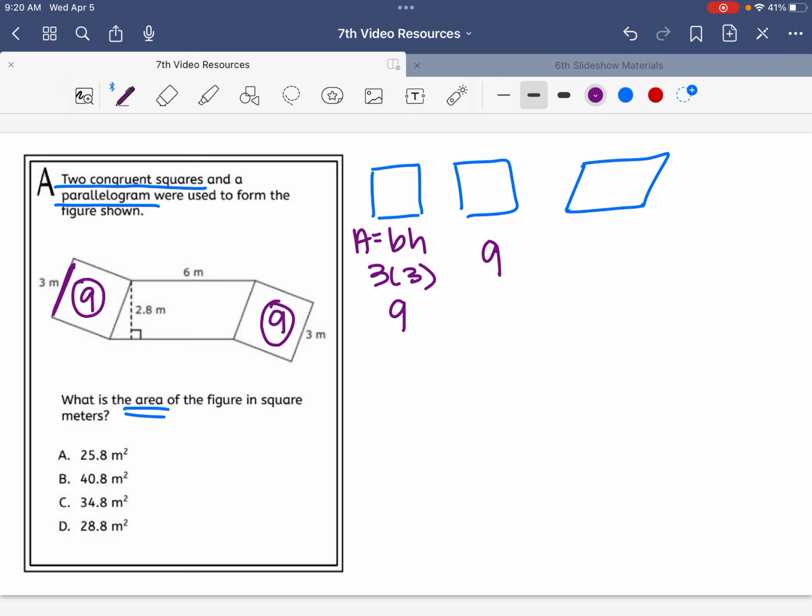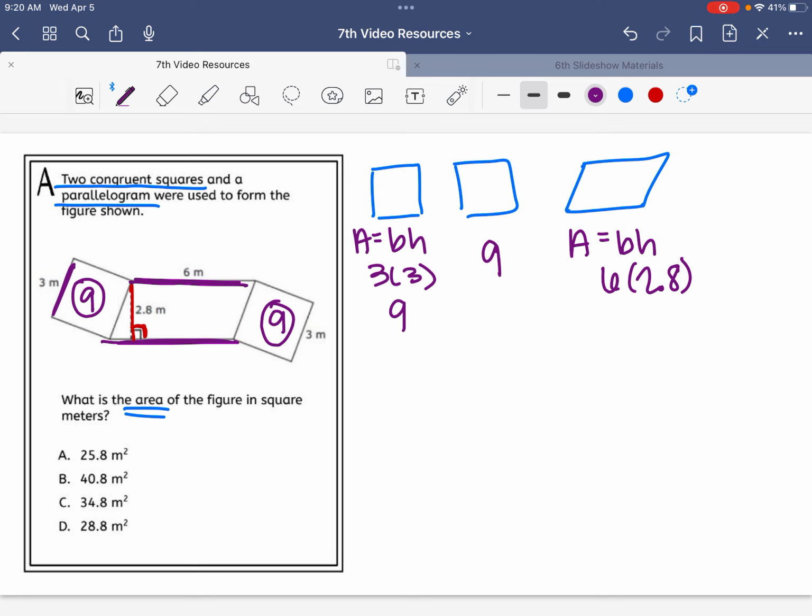When I look on my formula chart, I see the formula for area of a parallelogram is area is equal to base times height. And the length of my base, which is going to be that parallel side, is 6, times the height, which I know has to make this 90-degree angle. So the height is 2 8/10. So we're just going to multiply that.